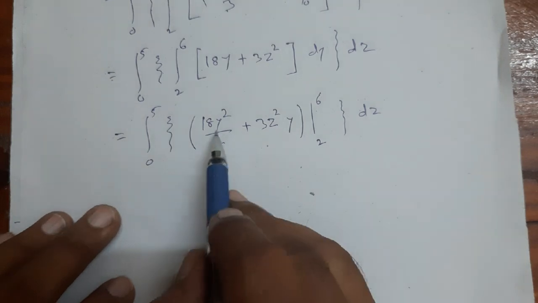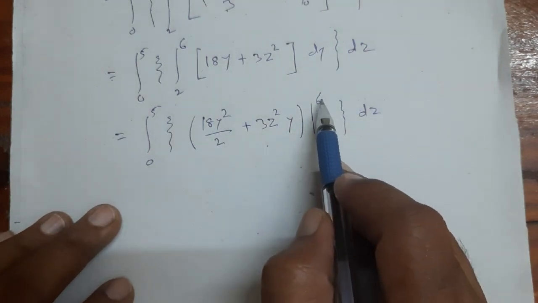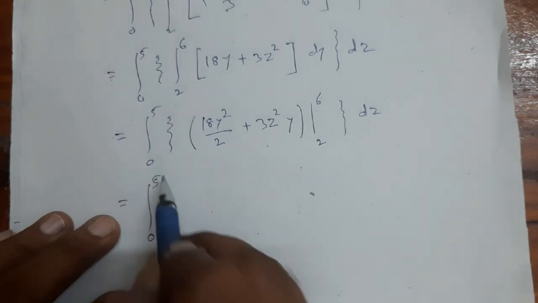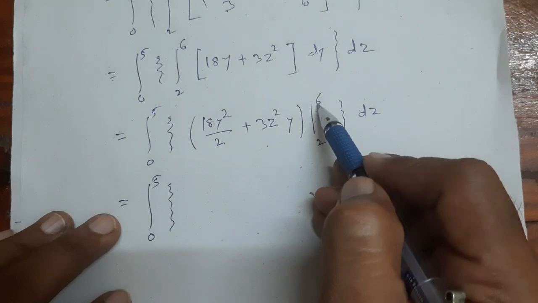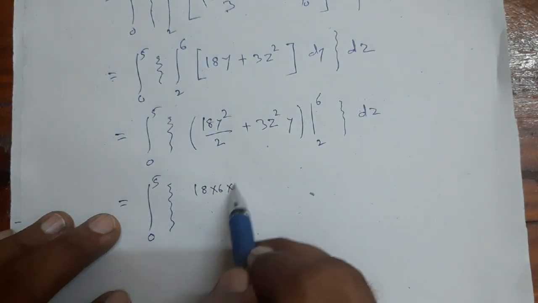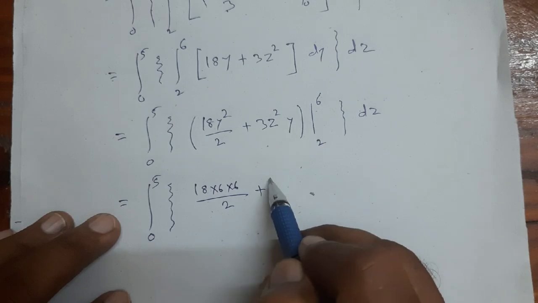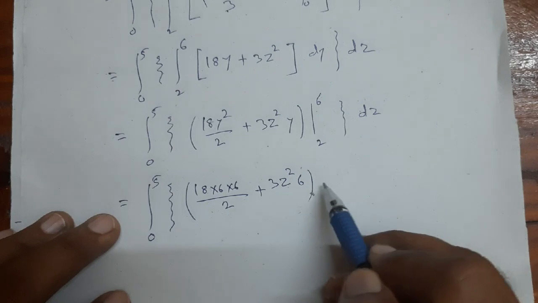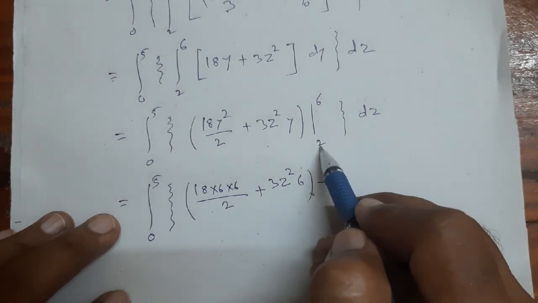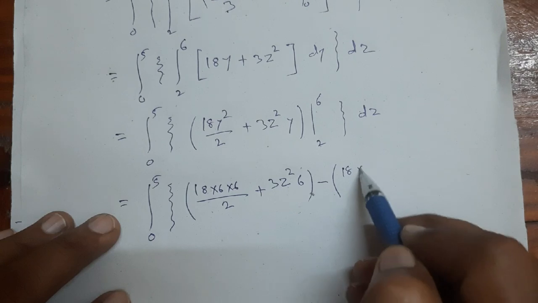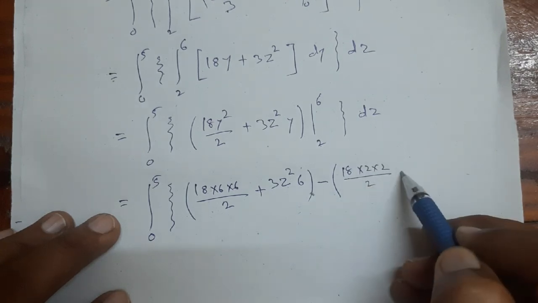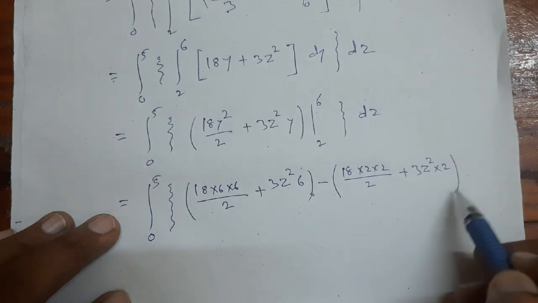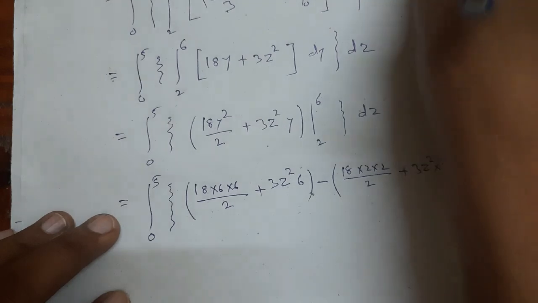That means wherever there is y, I will have to substitute 6, I will have to substitute 2, and then I will have to take the difference between them. I will write integration 0 to 5, this bracket will be open. Now I will have to substitute 6: 18 into 6 divided by 2 plus 3z square as it is, into 6. Okay, this is one term, minus, I will have to substitute 2 instead of y, therefore it is 18 into 2 divided by 2 plus 3z square into 2, correct? 3z square into 2, then this closing bracket, dz.